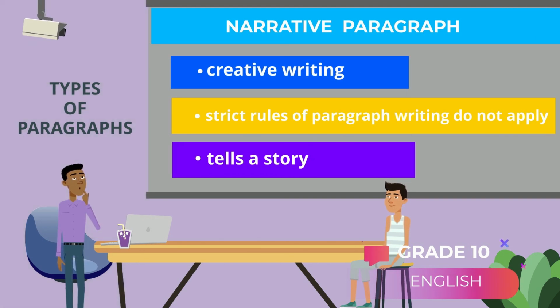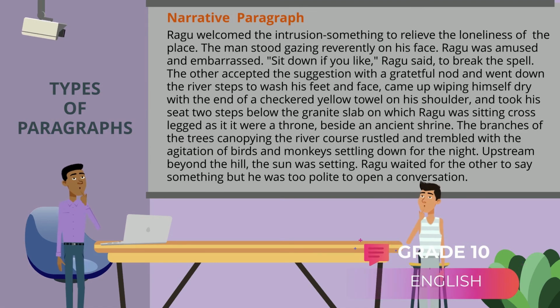It has characters, setting, where time and mood are established, conflict, and more. The focus is on the unfolding of events, usually in a chronological order. Here is an example of a narrative paragraph.